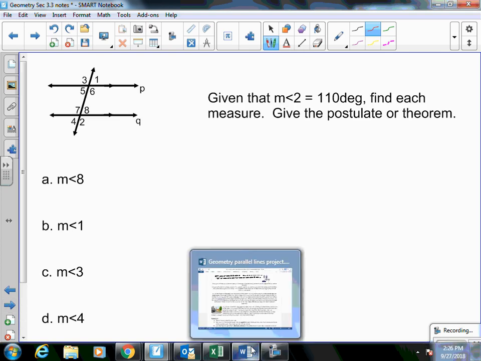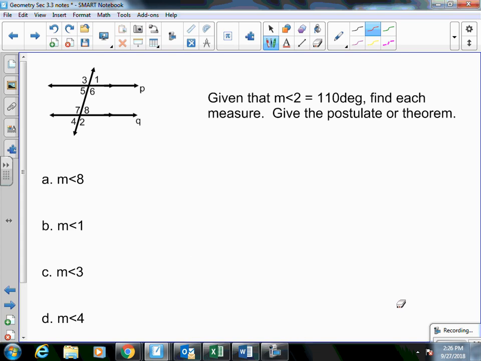So on to this page, we're given that the measure of angle 2 equals 110 degrees, and we want to find each measure of the angles that they're providing for us down there. And once we give the measure, we need to also provide a postulate or theorem that supports what we did to get that answer. So, starting off, measure of angle 2 is 110 degrees down there.